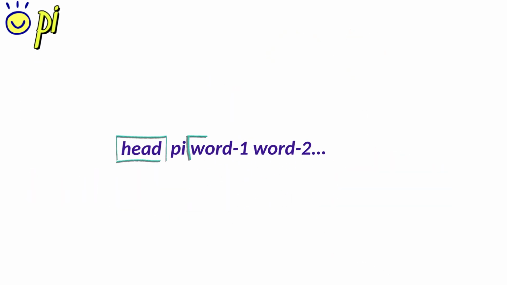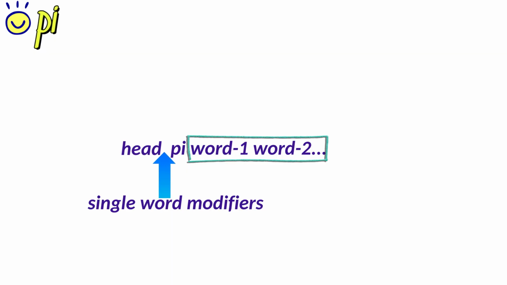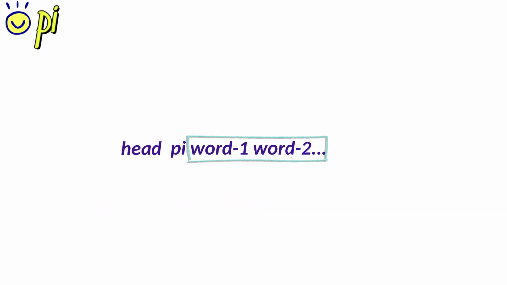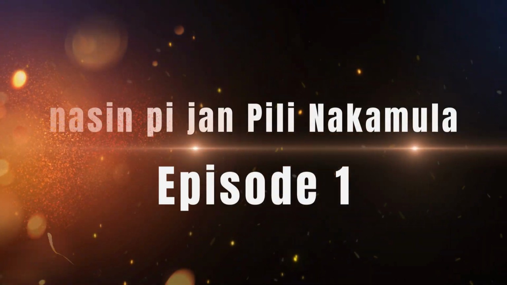So remember, use pi when you want to group two or more words into one combined modifier. Make sure to place all single-word modifiers before the word pi, and try to avoid using more than one pi in the same phrase. We will see examples of how to go around that in later episodes. But now, let's watch the video again. Pay close attention to how modifiers are used throughout the episode.